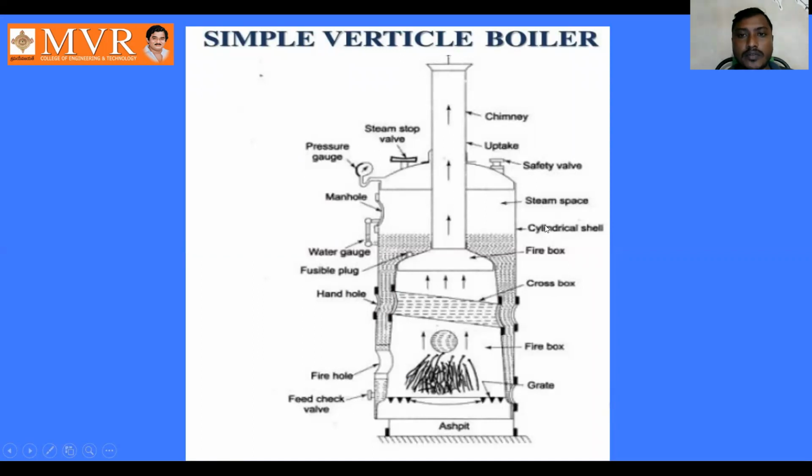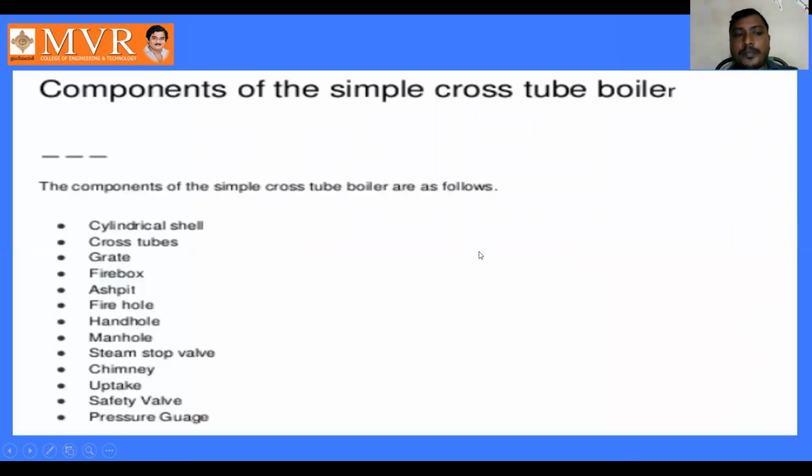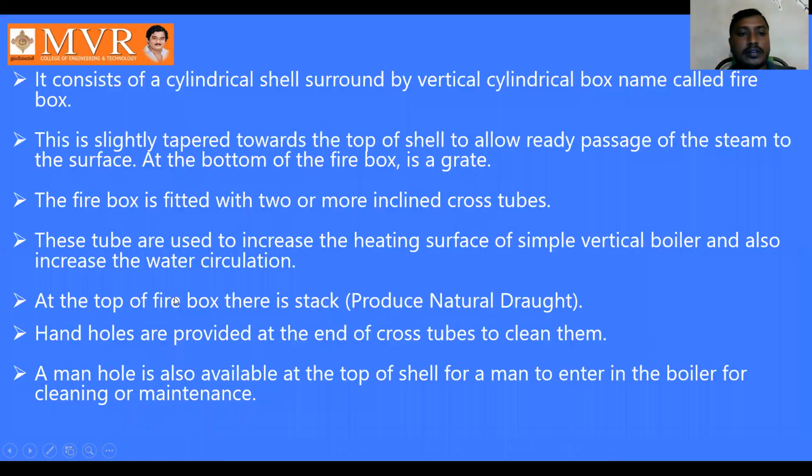These are some of the components of a simple vertical boiler. And these are some of the components of a simple cross tube boiler: cylindrical shell, cross tubes, grate, firebox, ash pit, fire hole, hand hole, manhole, steam stop valve, chimney, uptake, safety valve, pressure gauge. We are going to study these in detail one by one.